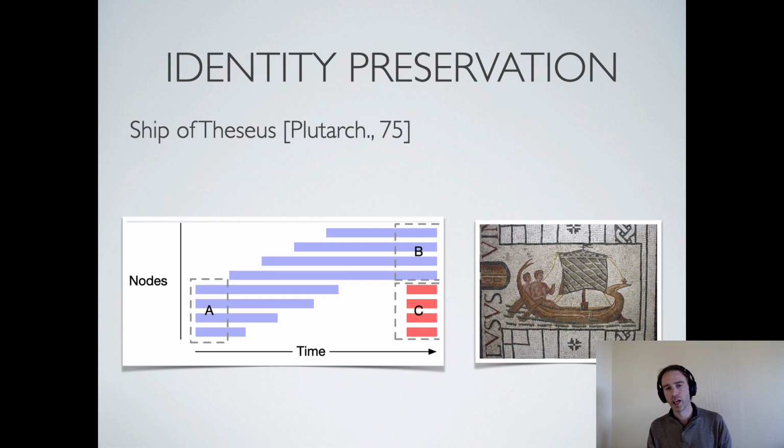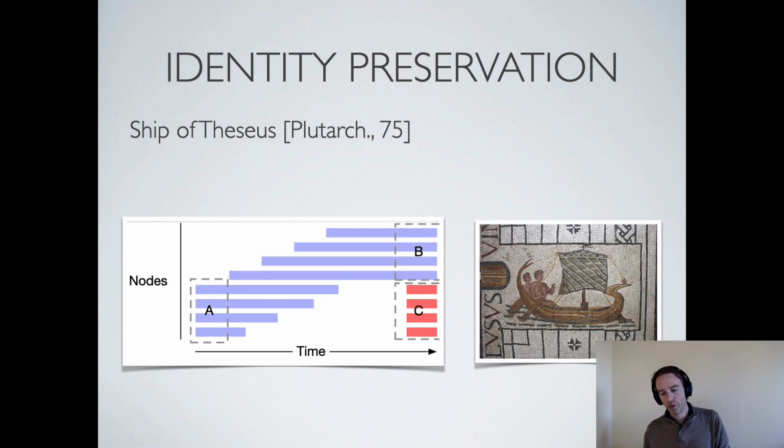And after some time, what happened is that actually none of the original parts of the boat were still present in what is still called the ship of Theseus. So you have this ship which has none of the parts which went to fight the Minotaur with Theseus, but still it's in the harbor and is known as the ship of Theseus.